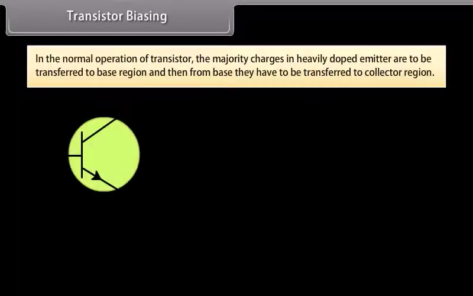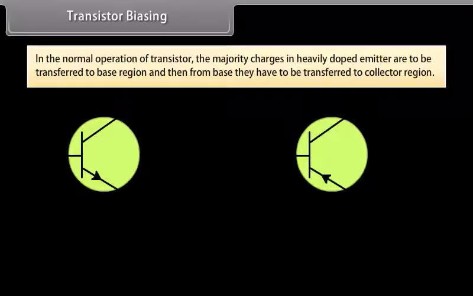Transistor biasing. In the normal operation of a transistor, the majority charges in the heavily doped emitter are to be transferred to the base region, and then from the base they have to be transferred to the collector region. For transition from emitter to base, the first junction between them has to be forward biased. As the majority charges of the emitter reach the base region, they can be attracted towards the collector region only if the collector end is reverse biased.